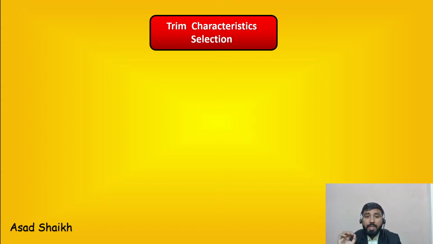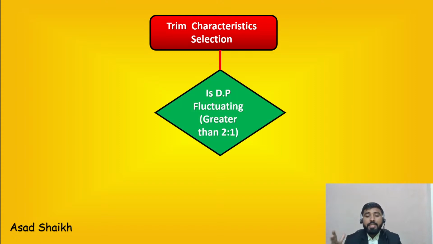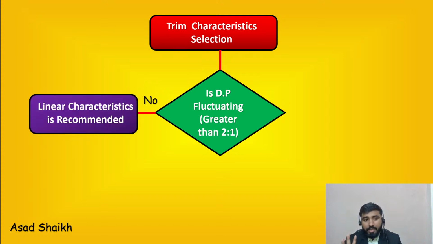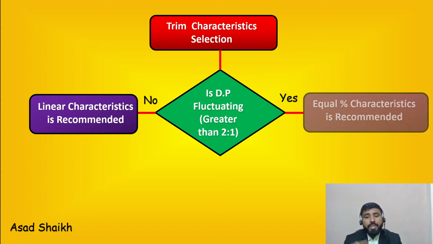We will also look into that point. So for trim characteristic selection, I would say, is the dP fluctuating? Is it greater than 2 is to 1? Is it fluctuating? No. Then going for linear characteristics is usually recommended. Then if your dP fluctuation is higher, you should go for equal percentage characteristics.